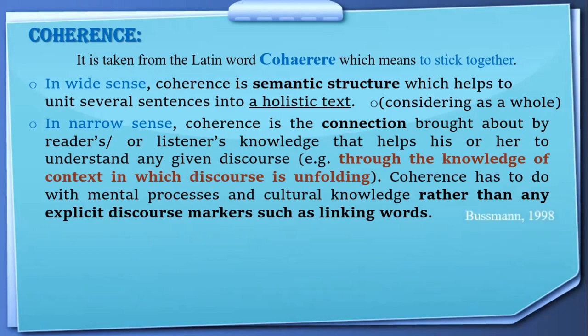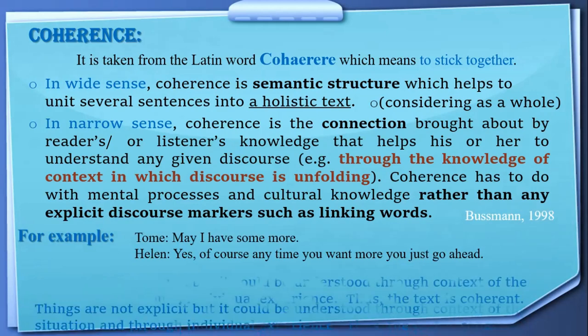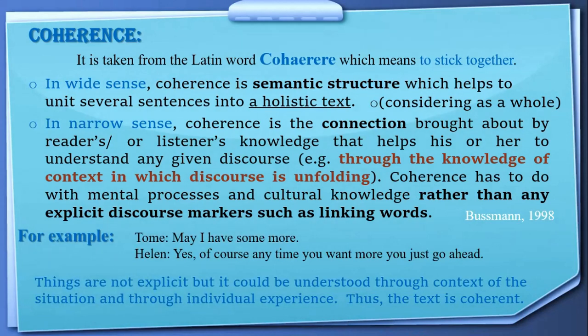This is the definition given by Busman, 1998. For example, when we talk about meaning and context: Tom, may I have some more? Helen, yes, of course, anytime you want more, you just go ahead. Things are not explicit, but it could be understood through the context of the situation and through individual experience. Thus, the text is coherent.